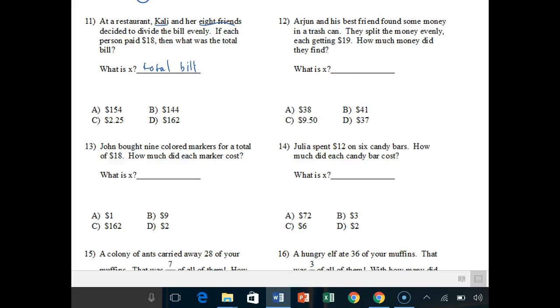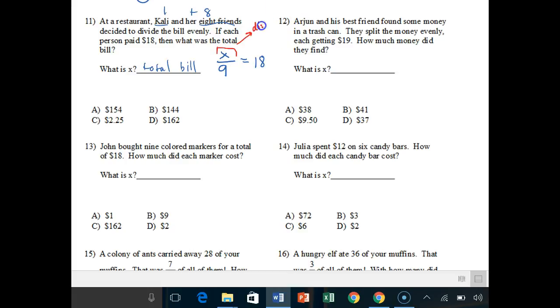We need to say, all right, Callie and her 8 friends are going to divide that total bill. So this total bill, X, is going to be divided by Callie and her 8 friends, which is actually 9. You have 1 plus 8, right? And when you do that, each person pays 18. So this is a one-step equation, and this is division. So the opposite of division is multiplication.